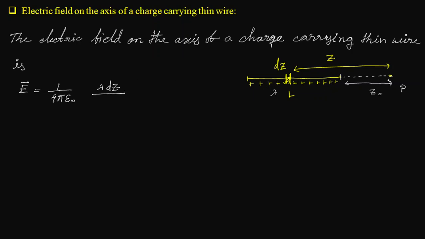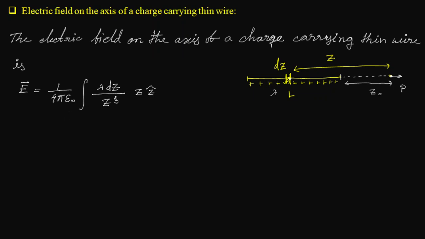We have to write the position vector of point P with respect to this. What will be the position vector of this point? If we consider the z cap direction, we can simply write z into z cap. The magnitude of this will be simply z cube, and then the r vector in this case will be z cap. And then you have to integrate.